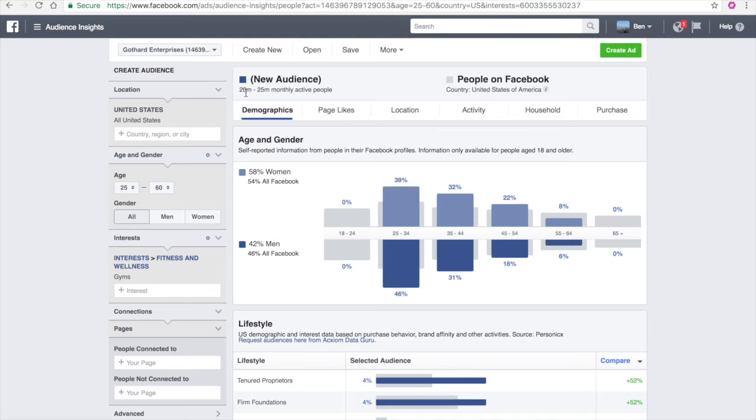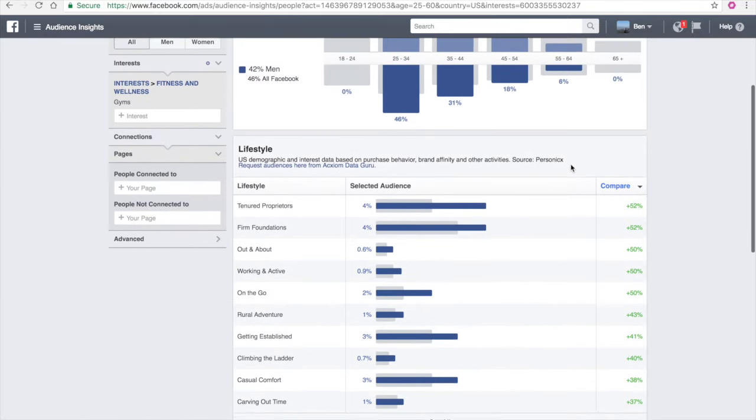So here we're analyzing 20 to 25 million monthly active people. Okay, so that's a pretty good audience size to start looking at different demographics and different pages that they like and really diving into the audience persona.